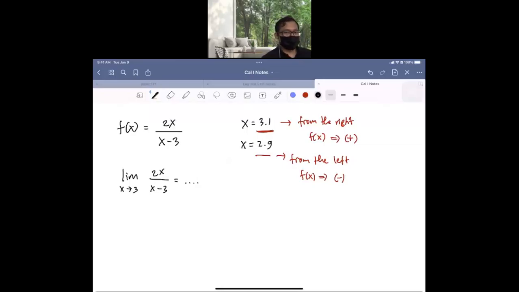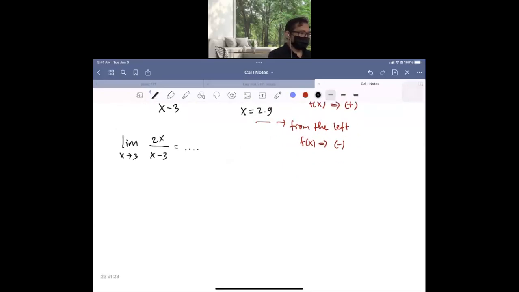How do we know? How do we know that we are true? So first, we can try to graph. Let me check my drawing. I think I don't have the drawing, so let me draw.